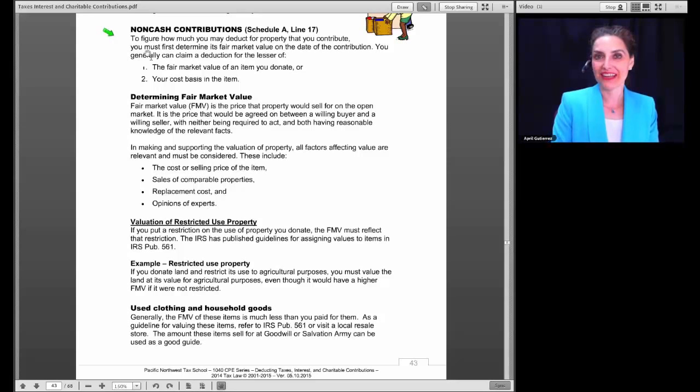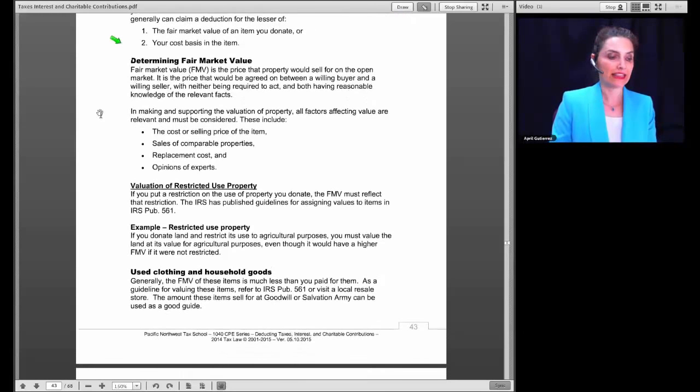Next item we're going to look at is non-cash contributions. These are claimed on Schedule A, line 17. To figure out how much you may deduct for property that you contribute, you must first determine its fair market value at the date of the contribution. You generally can claim a deduction for the lesser of the fair market value of an item you donate or your cost basis in that item.